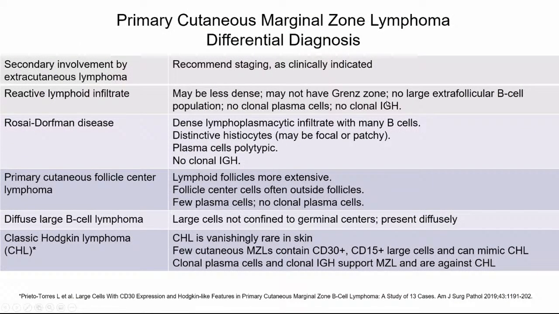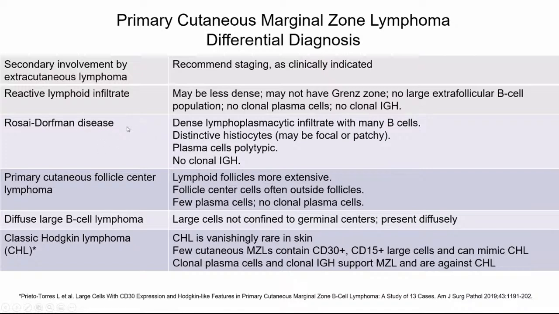As far as the differential diagnosis of primary cutaneous marginal zone lymphoma, it's always important to consider the possibility that it may have spread from another site. And I typically will put at the end of my pathology report, I recommend staging as clinically indicated to exclude an extracutaneous primary. Reactive lymphoid infiltrates may be less dense. They may not have a Grenz zone. They typically do not have a large population of B cells outside follicles. They would not have clonal plasma cells, and they would not have clonal rearrangement of the immunoglobulin heavy chain genes.